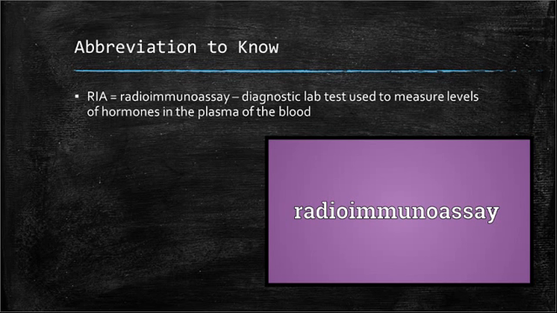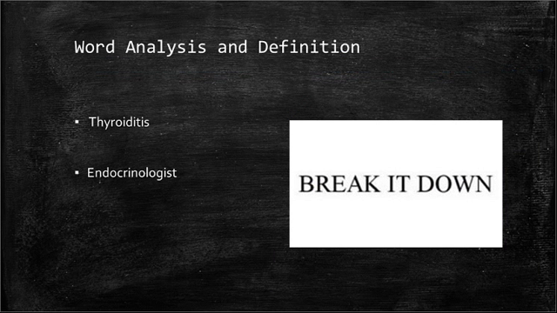A couple of words to be aware of. Thyroiditis. If we break that term apart, this one should be an easy one at this point. Thyroid and itis. Itis is going to indicate inflammation. Thyroid obviously is going to be referring to the thyroid gland. So we have an inflammation of the thyroid gland. Endocrinologist. This is the doctor who studies the endocrine system.